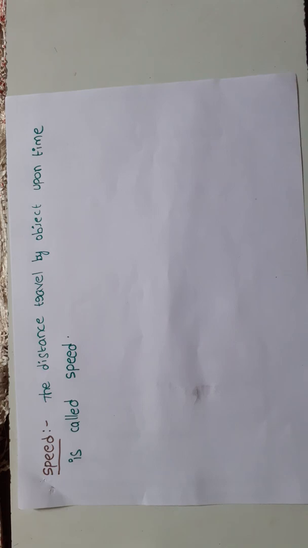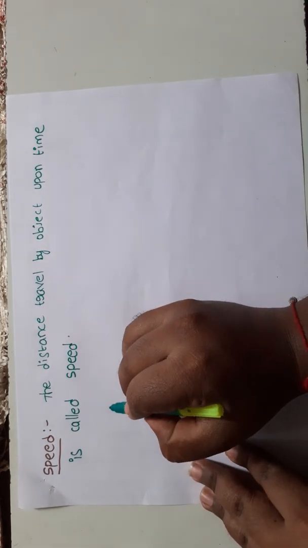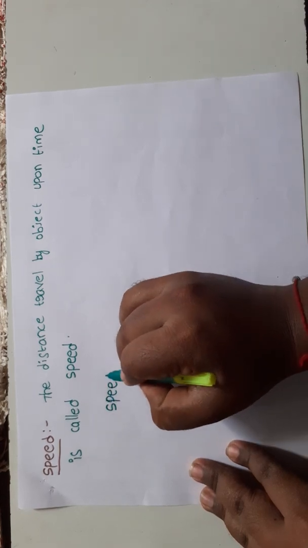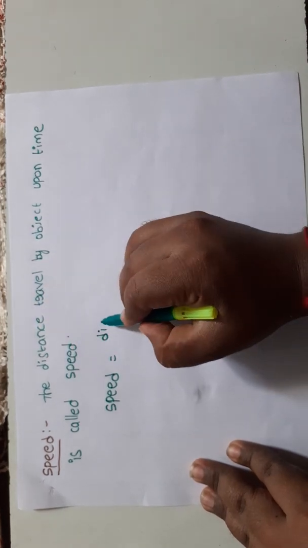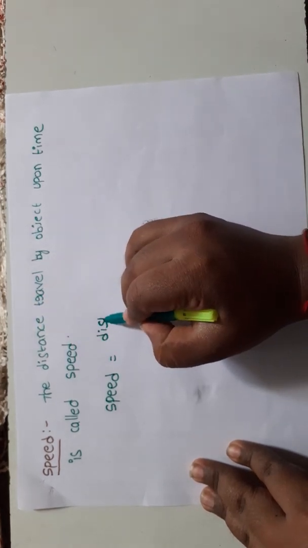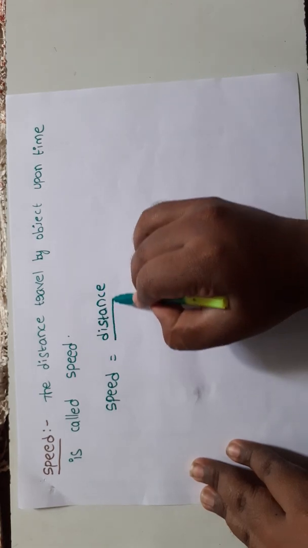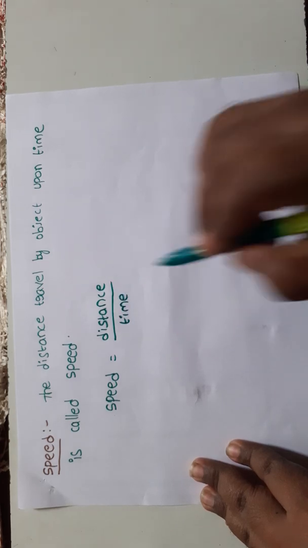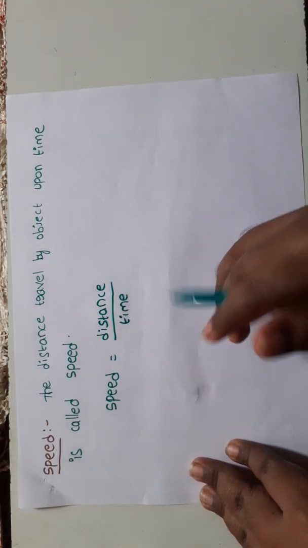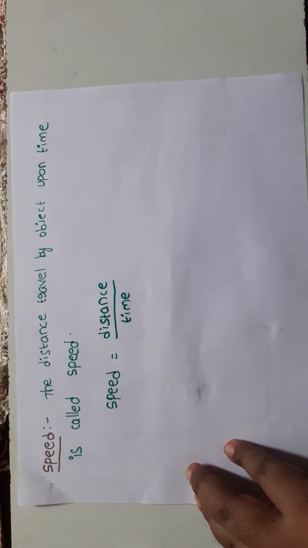Suppose a car travels from position A to B, 25 kilometers in 30 minutes. In that situation, we have to find out the speed of the car. So speed is equal to the distance traveled by the object upon time. That is the formula.